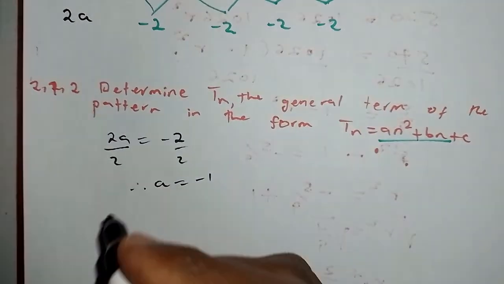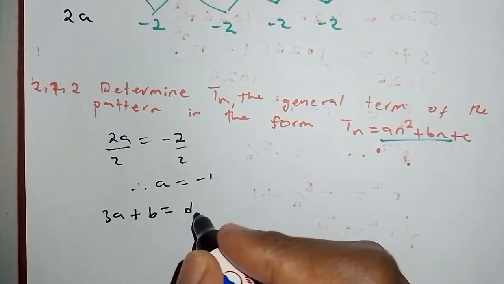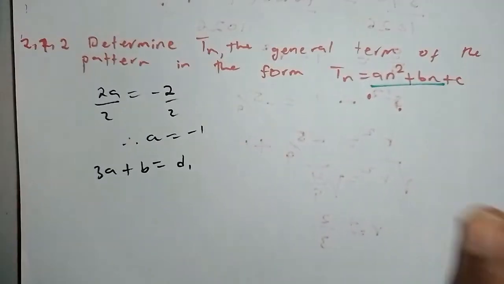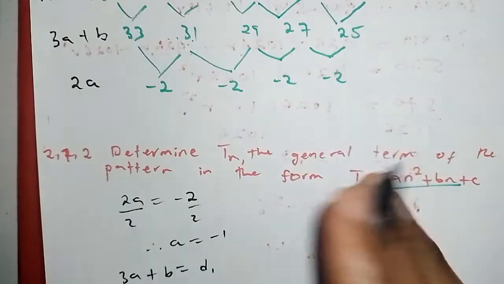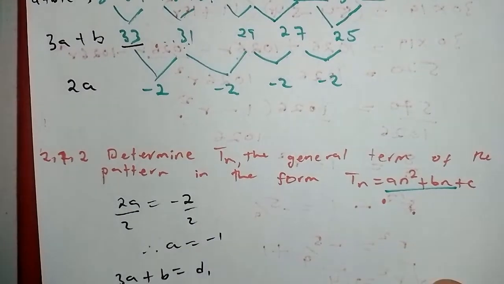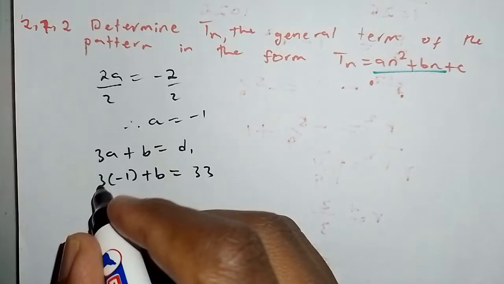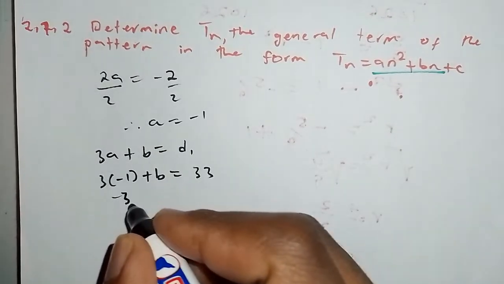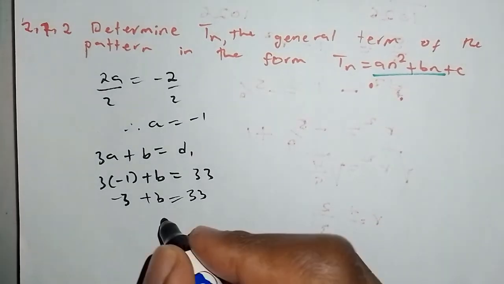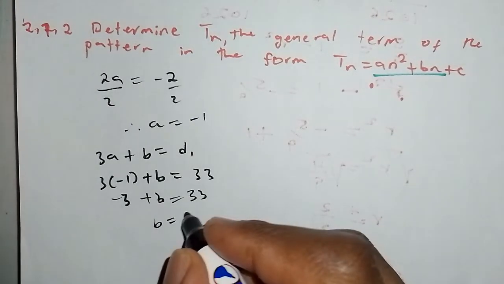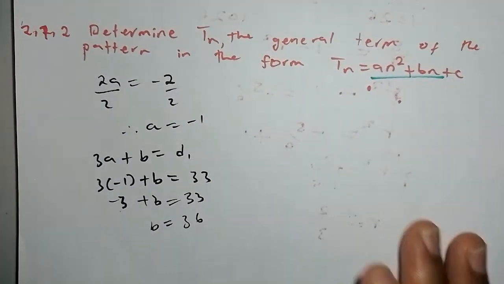And then 3A plus B equals D1. Then 3 into negative 1 plus B equals 33. So I have negative 3 plus B equals 33, then B equals 36, when I say 33 plus 3, it gives me 36.